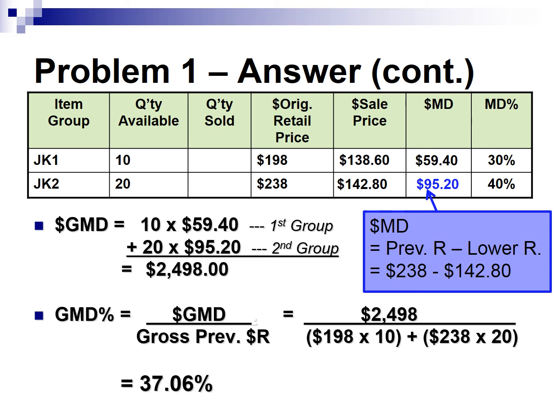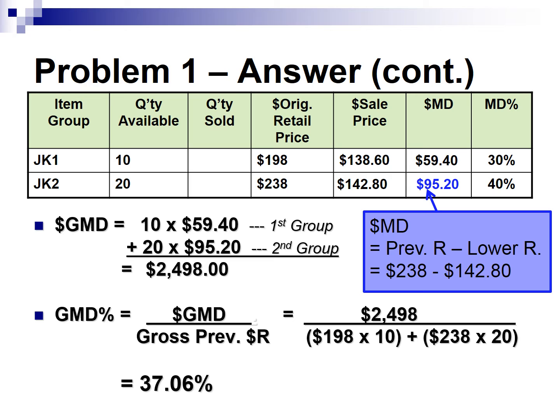Now, to answer the last question, which is about gross markdown percent. Gross markdown percent is gross markdown dollar over gross previous retail. So now we need to also calculate gross previous retail. That is the sum of previous retail of all items.